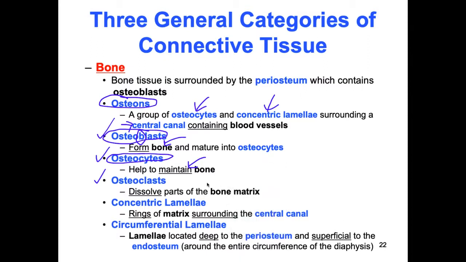The osteoclast, with a C, breaks down the bone. So the osteoblast and the osteoclasts are somewhat synergistic, but in an antagonistic way. They work together by doing opposite things. They break down and build up. So the osteoclasts are going to break down old bone, so osteoblasts can build up new bone.